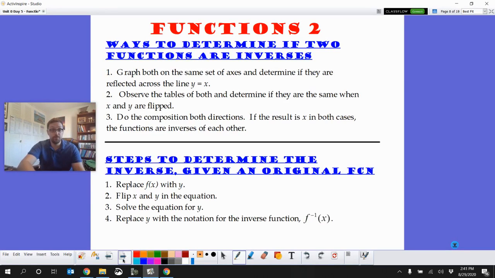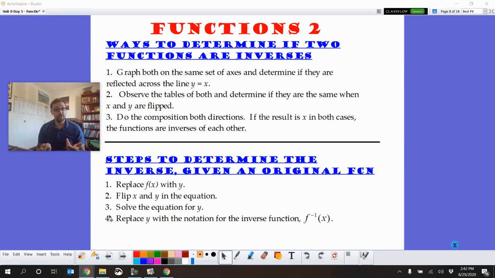To check to see if two functions are inverses, do the compositions in both directions. If it works in both directions, then it is an inverse function. To find it, you swap x and y, which is an illegal math move, but it's how you create an inverse, because you're making a new function that's the inverse of the original. You solve for y, and then this is our notation for inverses. It's f to the negative 1.